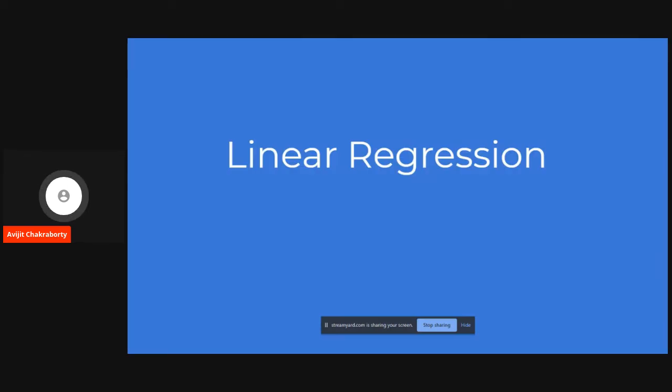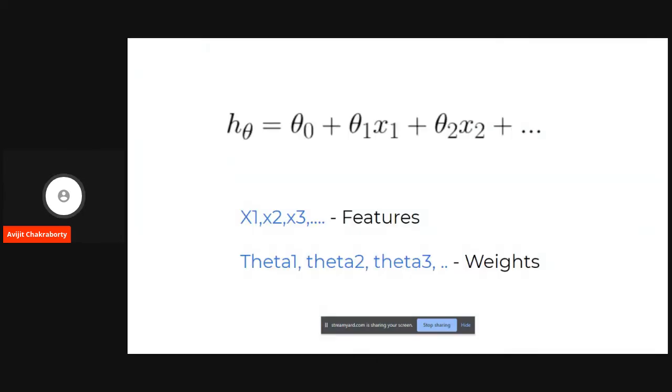So let's start with linear regression. Linear regression is a statistical method that allows us to summarize and study the relationships between continuous variables. One variable is denoted as x, which is regarded as an independent variable, and the other is denoted as y. By x, I mean the features that we are looking at for a particular problem, and y is our output value.